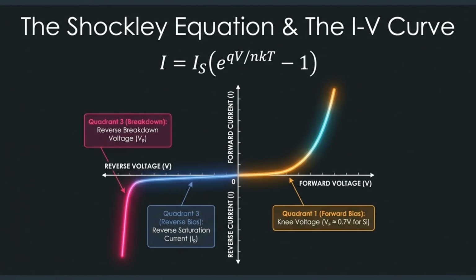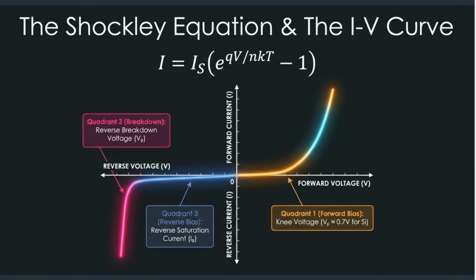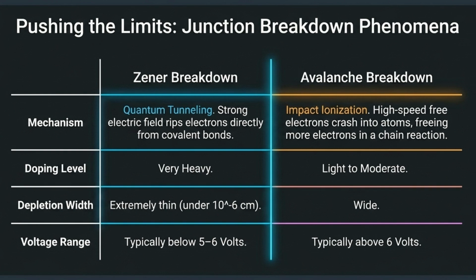The diode's IV curve is described by the Shockley equation. Key points include the knee voltage in quadrant 1, reverse saturation current in quadrant 3, and reverse breakdown voltage, where the current drastically increases. Junction breakdown phenomena include Zener and Avalanche breakdown.